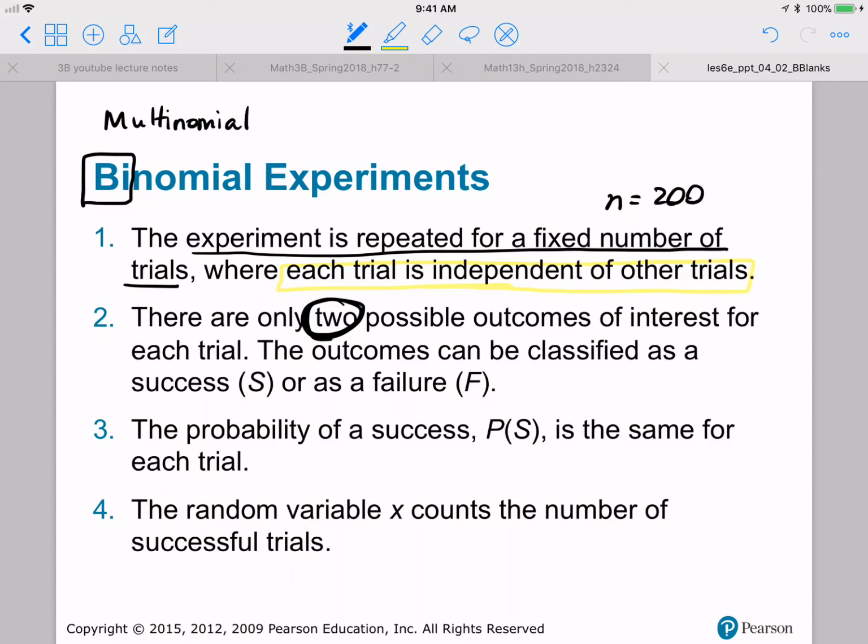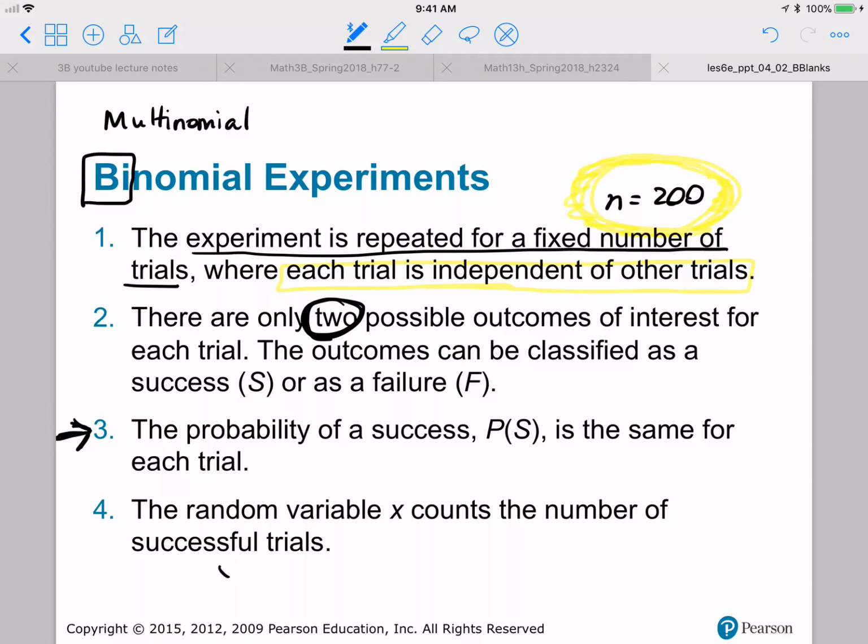Okay. The third key component of a binomial experiment is that the probability of success is the same for each trial. And the last requirement is that we have a random variable, x, and x counts the number of successful trials. So remember, N is your number of trials altogether, right? And x is the number of successful trials.